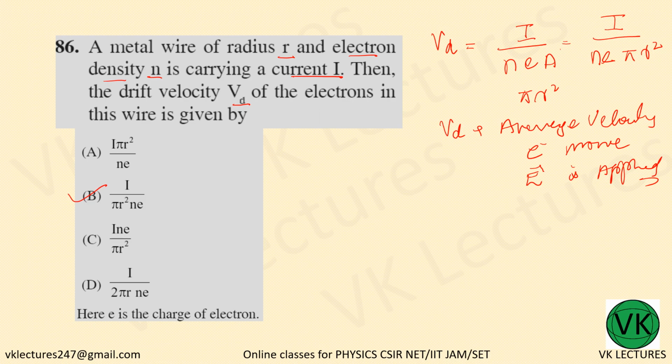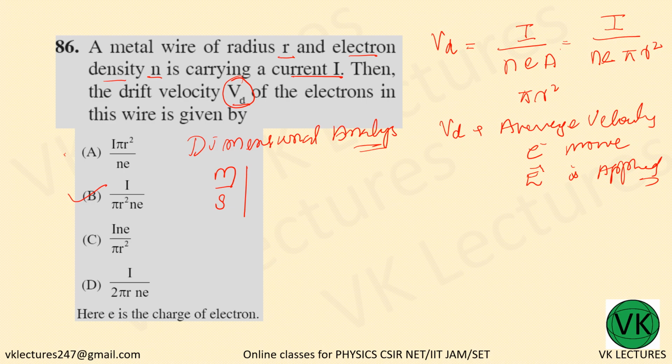Now, this question you can also solve using dimensional analysis to get to the correct option. How? You check the first option. What you need is Vd. Vd means drift velocity, which has the unit of velocity, so meter per second. Each option should give you meter per second, otherwise it is wrong.